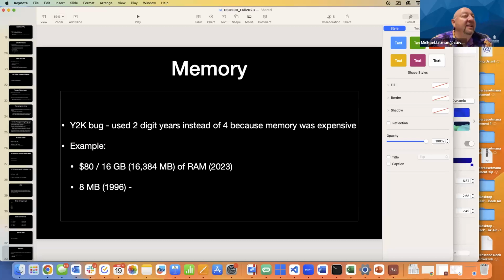In 1996, how much do you think 8 megabytes of memory cost me? $3? $300? Keep going. Go ahead. $1,000. No, that wouldn't have been a computer. But here's the kicker. Memory had already started coming down in price. This was considered cheaper.